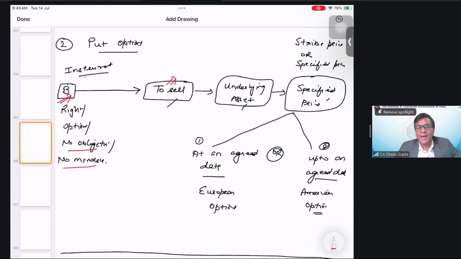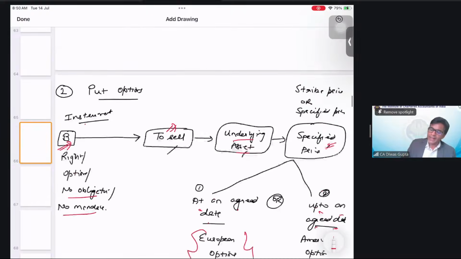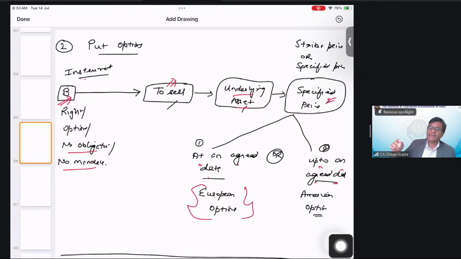That means I am having a right to sell what? An underlying asset. That will be defined in the contract, right? At a specified price. That means an exercise price, strike price, whatever we want to call it, again with both the options, at an agreed date or up to an agreed date. At an agreed date means only on that date I have an option, which is called a European option. Up to an agreed date means an American option. That means up to that date, my option is open. I can do whatever I want to do. Whether I want to exercise this, I will exercise this. If not, then I will not. So this is a put option considering that situation.